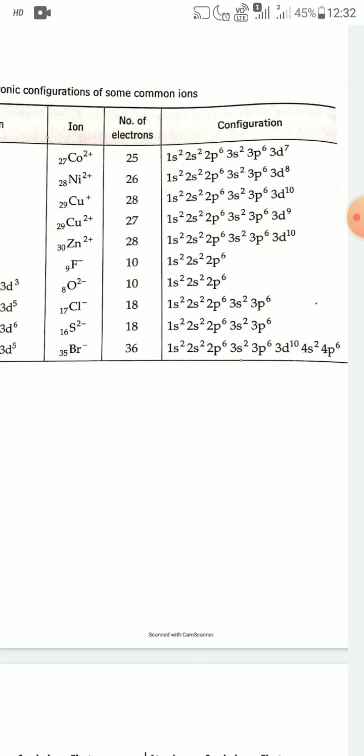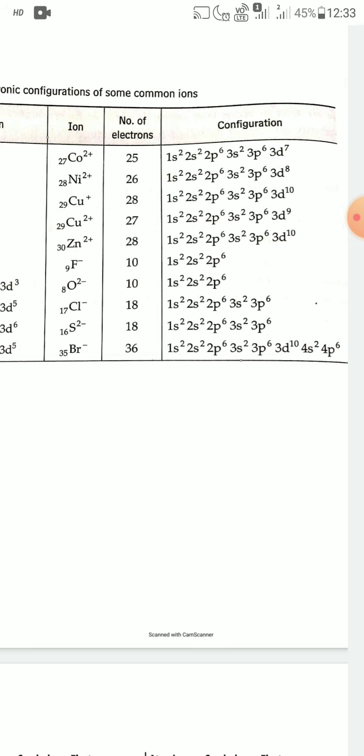Similarly, here the electronic configurations of some anions are given. For example, the electronic configuration of F minus. Fluorine has a total of 9 electrons, but F minus has a total of 10 electrons, because F minus is formed by accepting 1 electron. When fluorine accepts 1 electron, the fluoride ion F minus is formed. So the electronic configuration of F minus becomes 1s2 2s2 2p6. Similarly, the electronic configuration of the oxide anion O2 minus is 1s2 2s2 2p6.